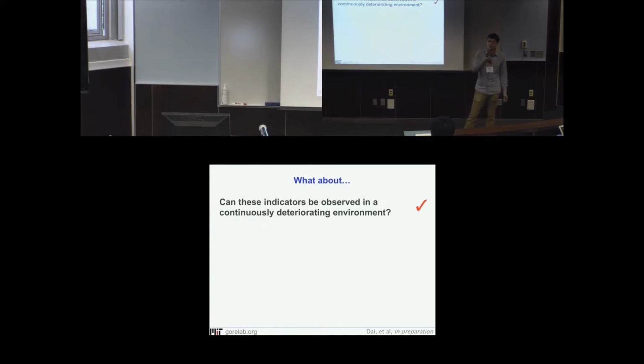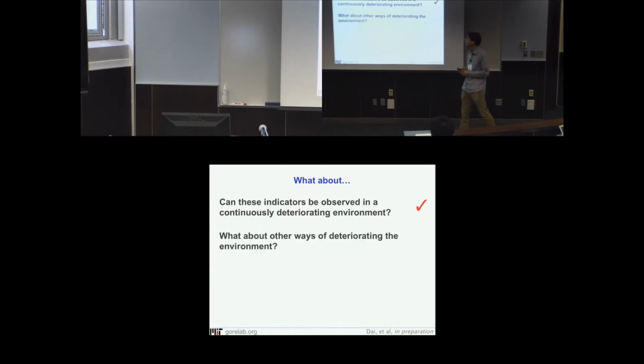As I mentioned, over the course of 3 or 4 weeks, we can slowly deteriorate the environment, and we can actually see these indicators increase before we cross the tipping point. I think it's also interesting to ask about other ways of deteriorating the environment. What we'd really like is to be able to use these for natural populations, where we won't even necessarily know how the environment is deteriorating. To explore this idea, instead of increasing the dilution factor, we decreased the sugar concentration. And indeed, we can still see an increase in the indicators.